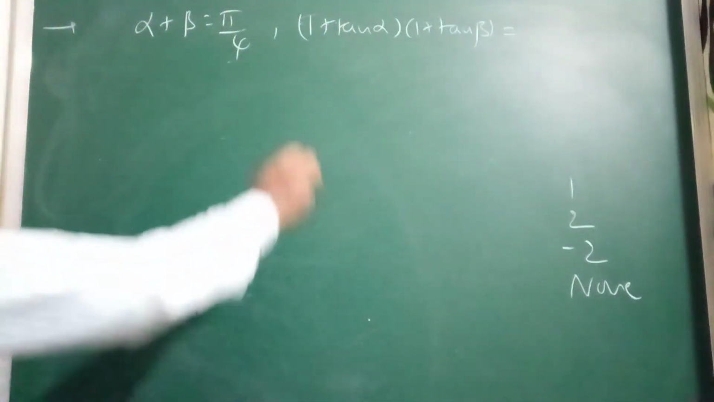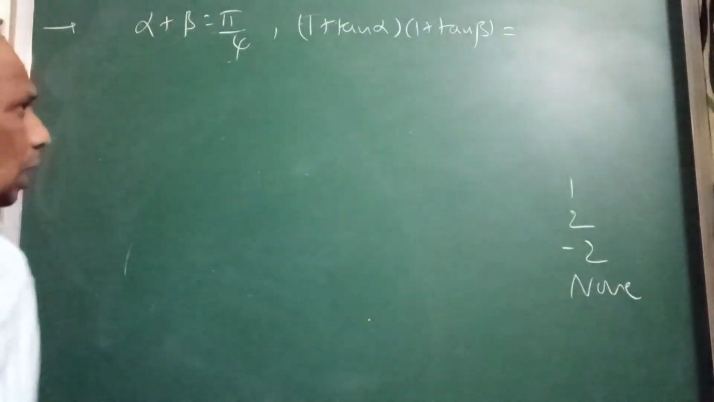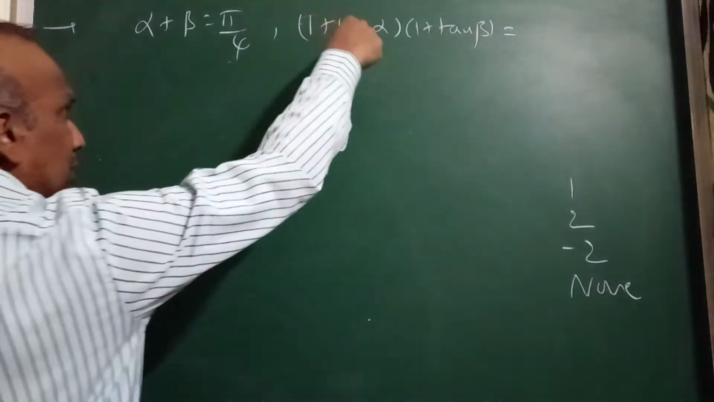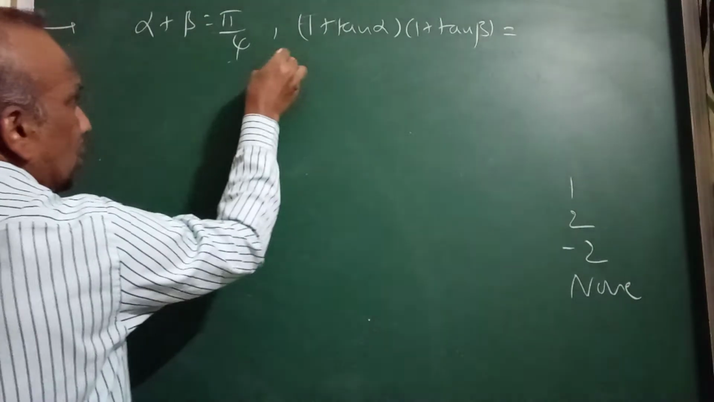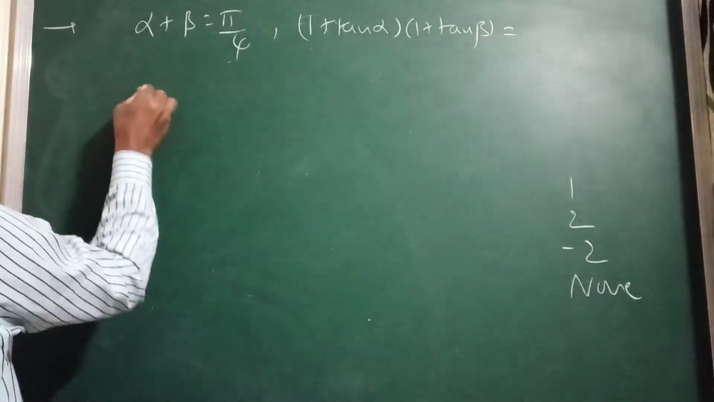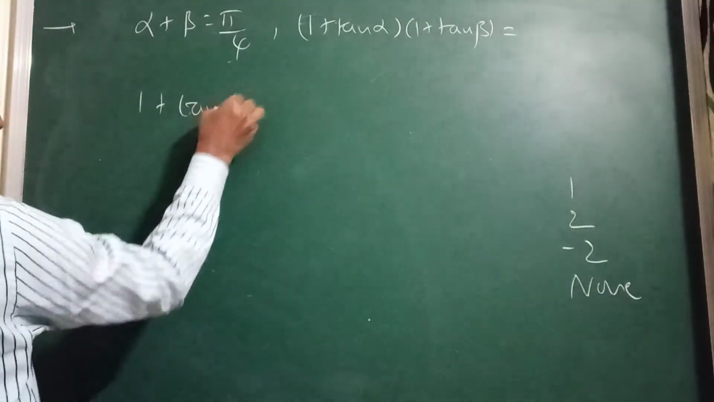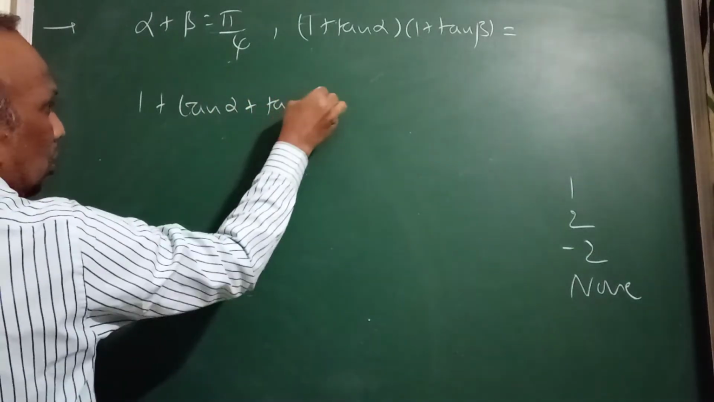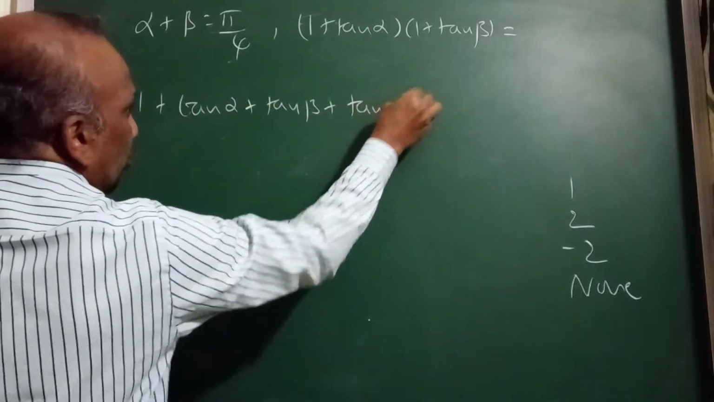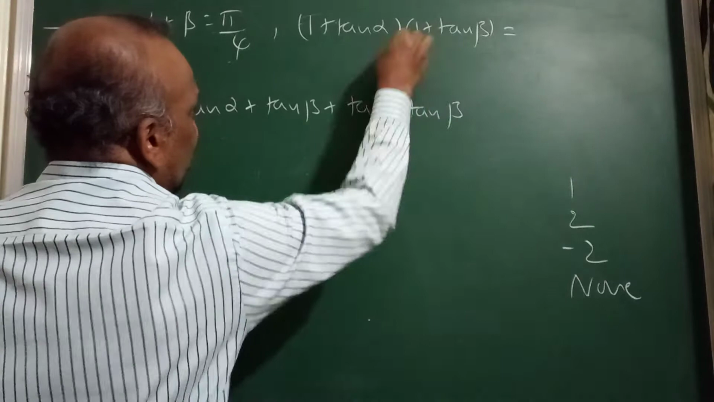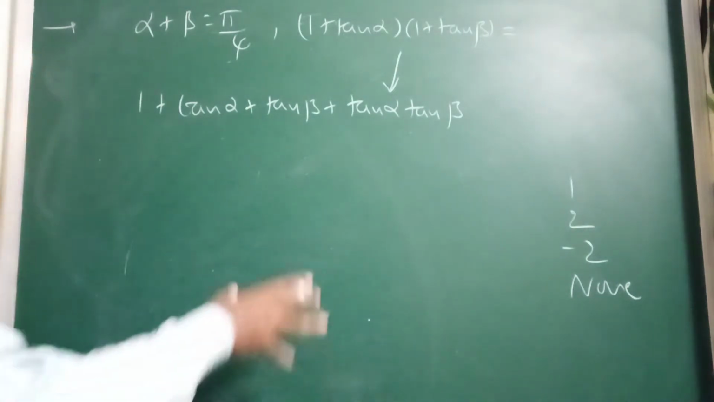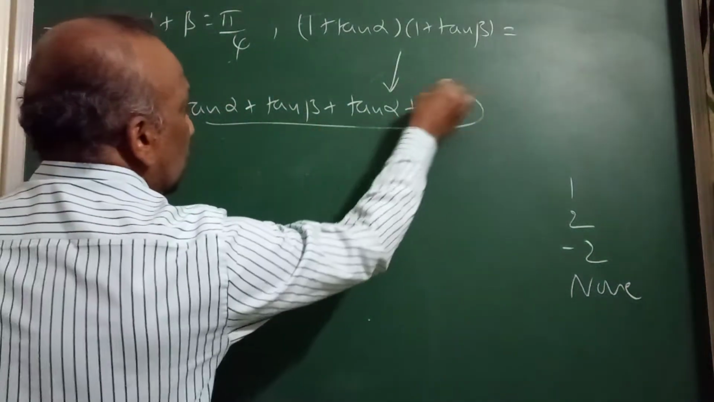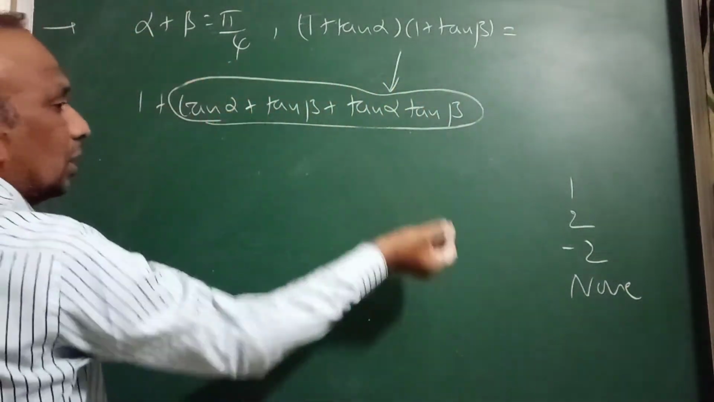Now you can check here. When they give alpha plus beta is equal to pi by 4, they are asking this result. If I expand, the result will come 1 plus tan alpha plus tan beta plus tan alpha tan beta. So this is the given expression, and if I find this result, you will get the required value.